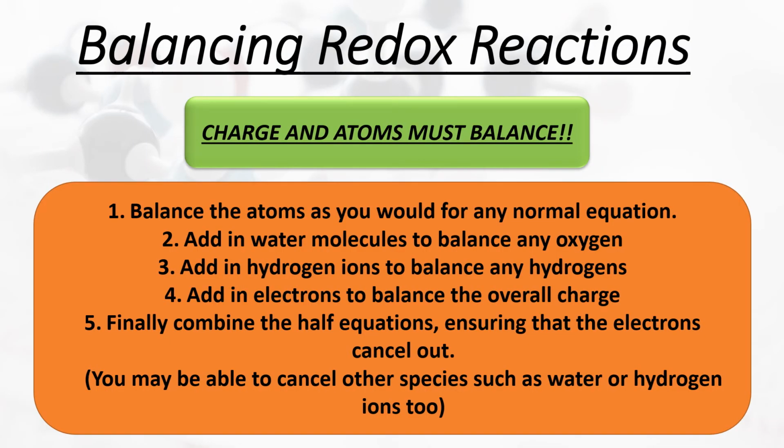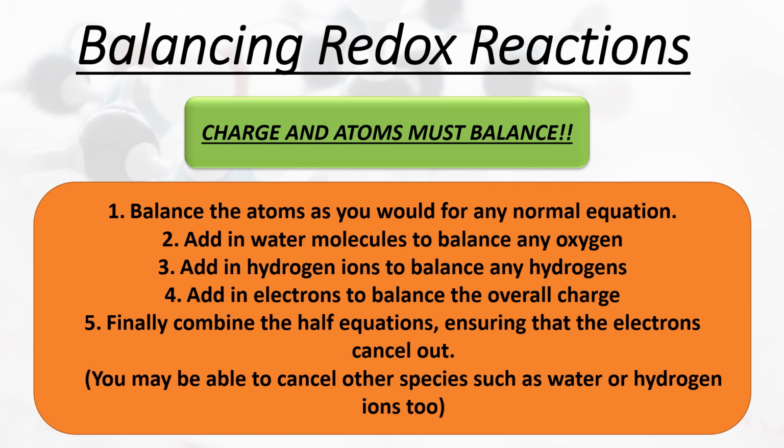So this then brings us on to balancing redox reactions. As we said earlier on, charge and atoms must balance, like in a normal stoichiometric equation. So first of all, when balancing redox reactions, we balance the atoms as we would for any normal equation. Typically these kinds of questions will say that you have, for example, copper going to copper oxide, and you need to write the half equation and then balance the overall equation. So the first thing is to balance the atoms in the half equation, like we would for any normal equation.